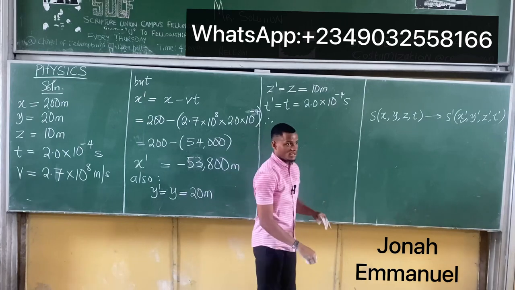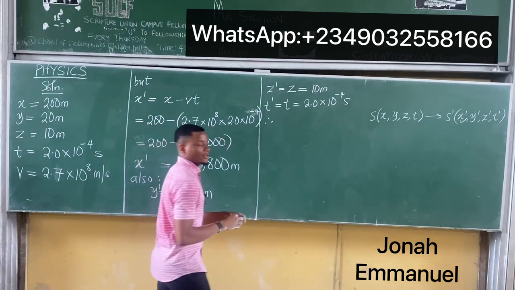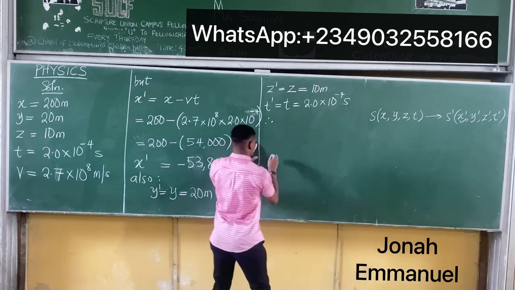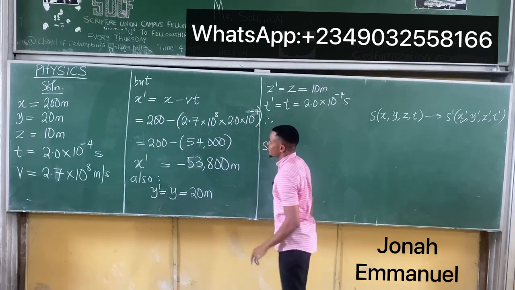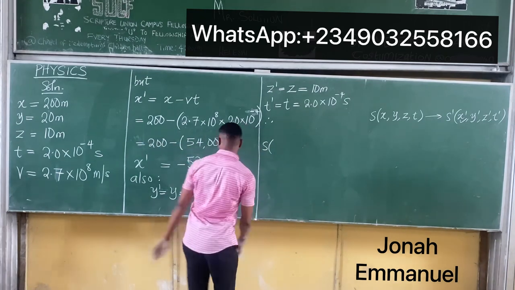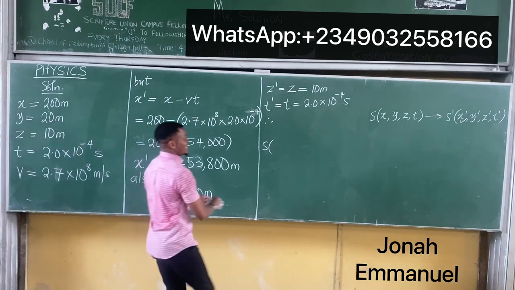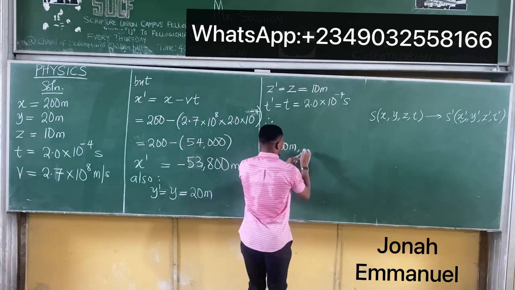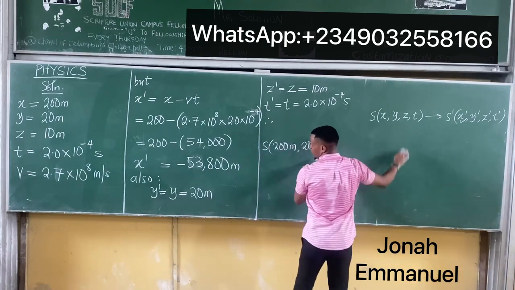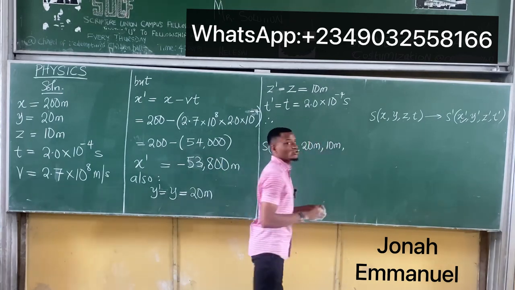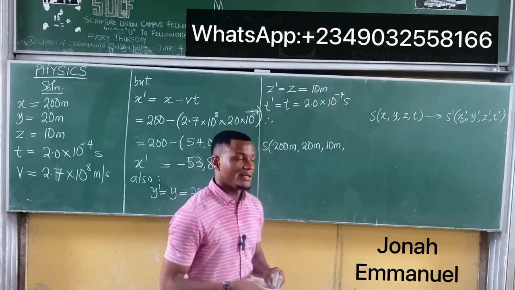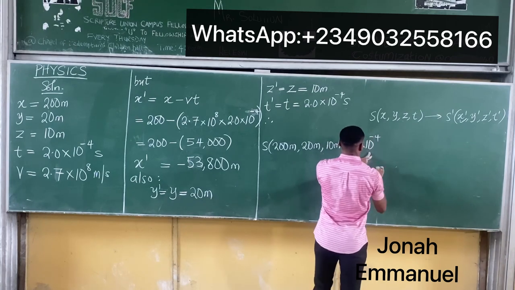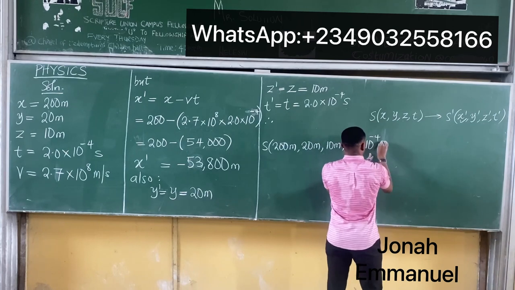Therefore, if you're here, take down, please. Therefore, the coordinates of S prime as determined by S is given by, so look up, please. I have S, they said X first. X here is 200, so it becomes 200 in meters, comma. Y is 20, so it becomes 20 in meters, comma. Next, Z is 10, so it becomes 10 in meters. For each of them, put their SI units and use a comma to separate. Very important, please. And then T is 2.0 times 10 to the power minus 4 seconds.